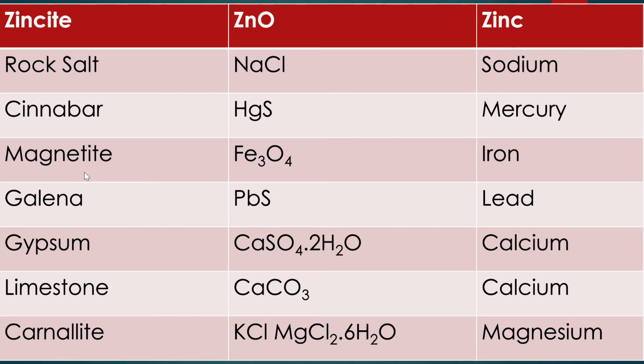Next comes your magnetite, Fe3O4, and the metal which you are extracting is iron. Galena. The chemical formula of galena is PbS, lead sulfide, and the metal which you are extracting from it is lead. Similarly, gypsum, calcium sulfate with 2 water molecules. CaSO4.2H2O. You are extracting calcium from it.